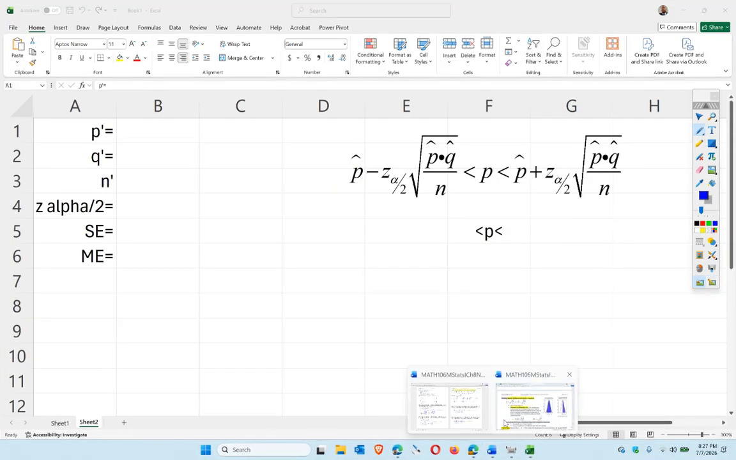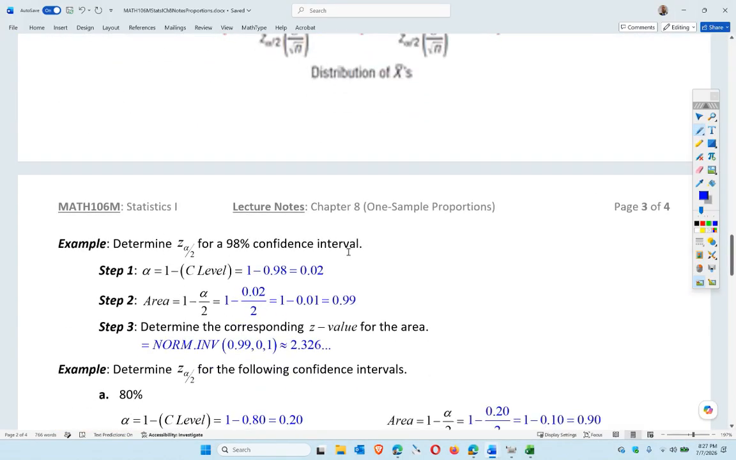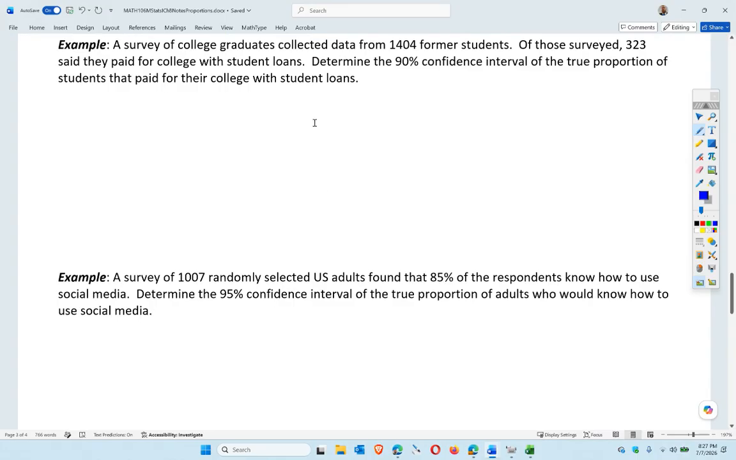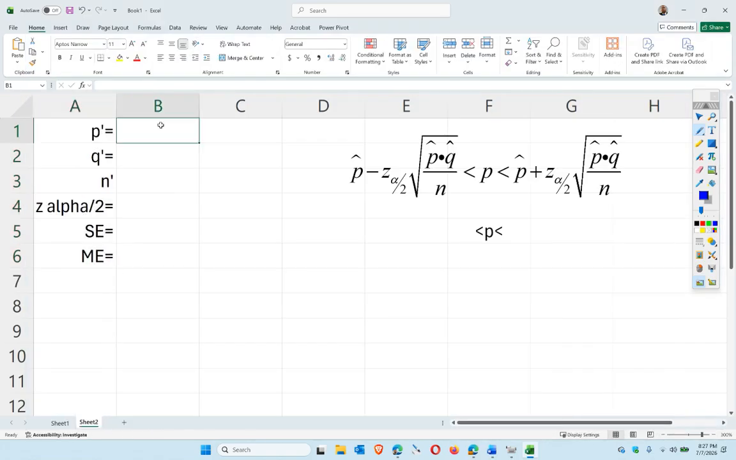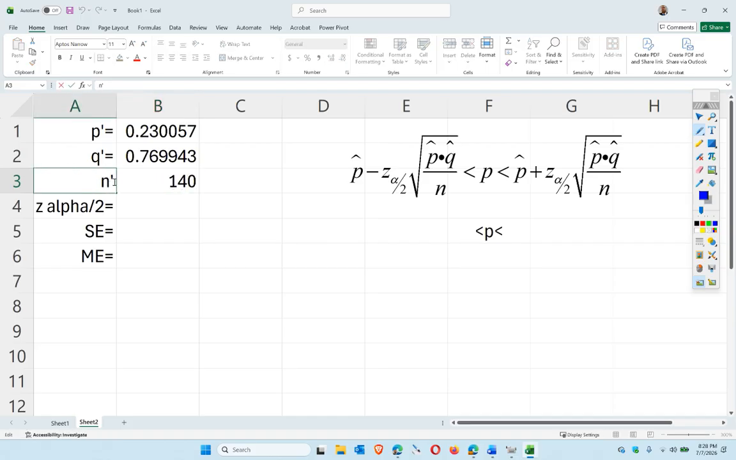Okay, so if we read the question back here, it says 323 out of 1,404 paid for college with loans. So we have 323 out of 1,404 paid with loans. So the others, 1,404 minus 323, means 1,081. So 1,081 out of 1,404. Notice these add up to 1, right? That's what should happen. Then there's 1,404. That's just n.